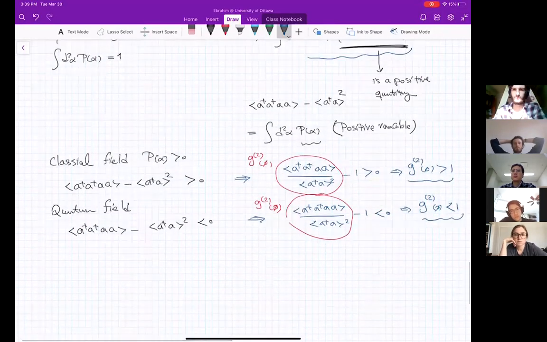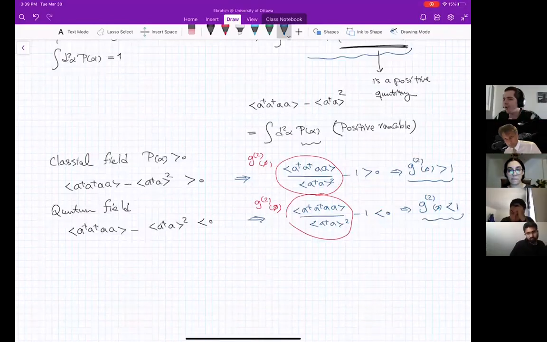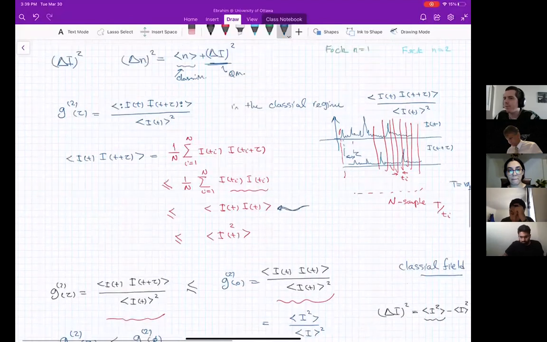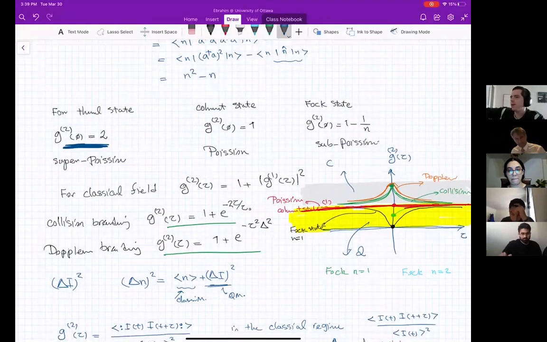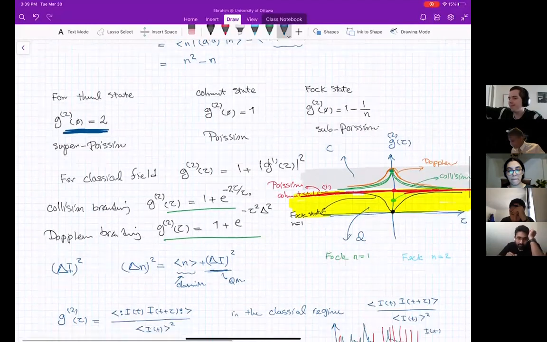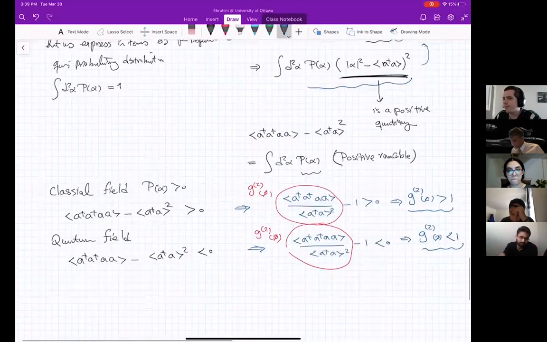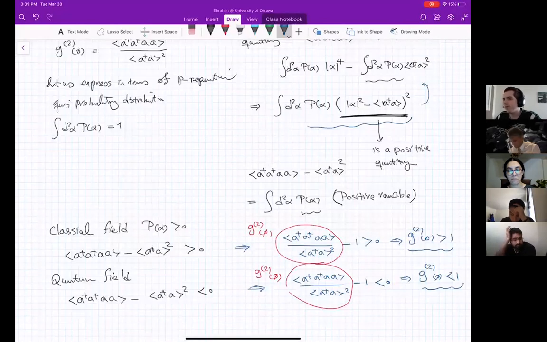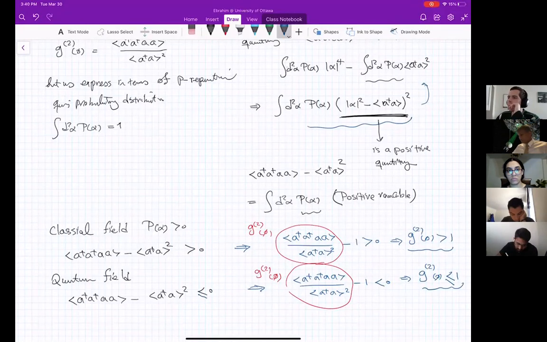I actually have a question regarding that, because I thought that for the quantum field, your A dagger, right? Can you go back down? Yeah. So for a classical field, P of alpha is always positive. But I thought that for a quantum field, P of alpha could be negative, but it's not always, right? That's the reason I have to place an equal sign. I just considered one case here, right?